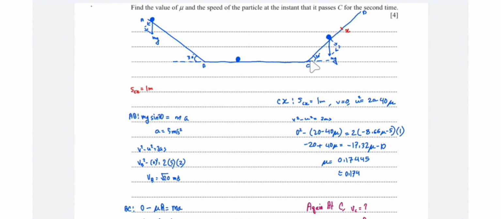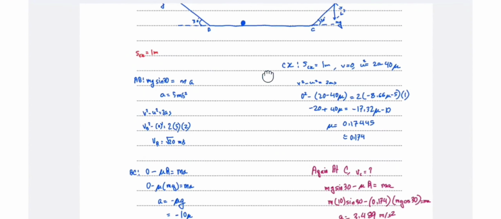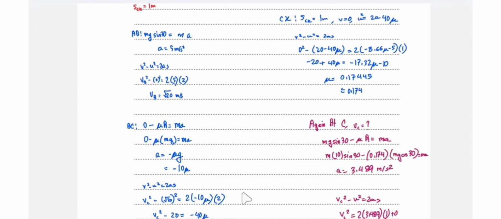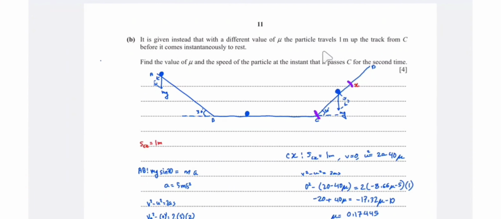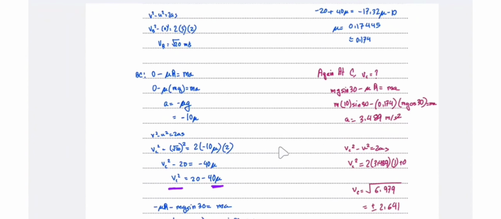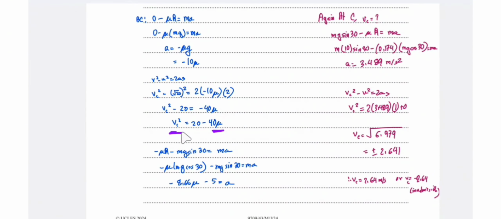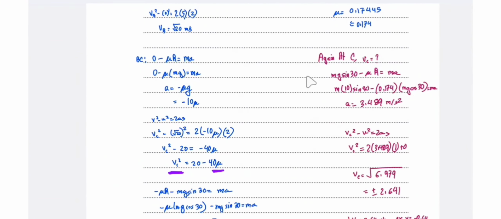So we know the speed of the particle at point C in terms of mu, since we need to find the value of mu. We know the speed at C, and we know that this track is 1 meter. Since the particle comes to instantaneous rest, the speed at this point is 0. So again, using v square minus u square, we find the vC square, that means the speed of the particle at C.